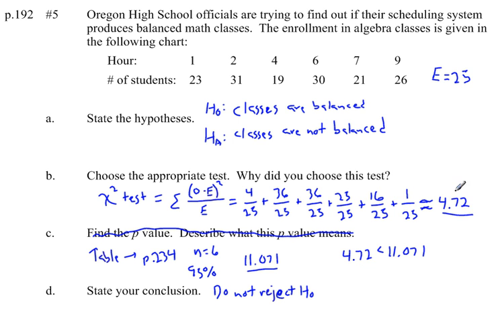So this is a measure of variation. If that measure was higher than what was in the table, we would reject H sub O. We'd say there is a significant amount of variation. It's more than what's due to chance, so we reject H sub O. But in this case, there's some variation, not a lot. So our conclusion is do not reject H sub O, meaning we think classes are relatively balanced.